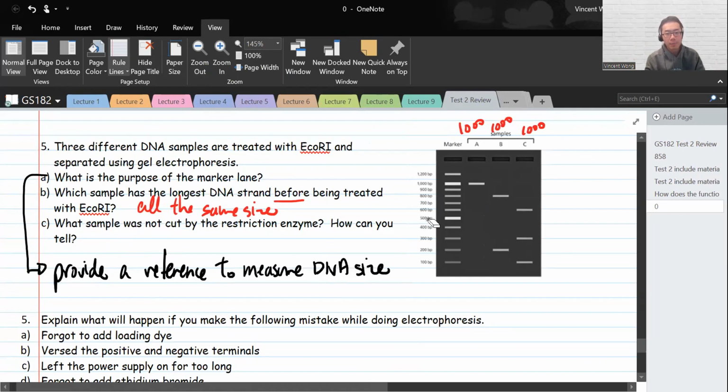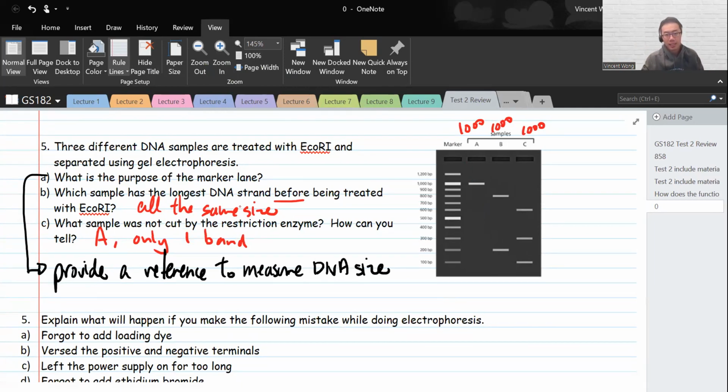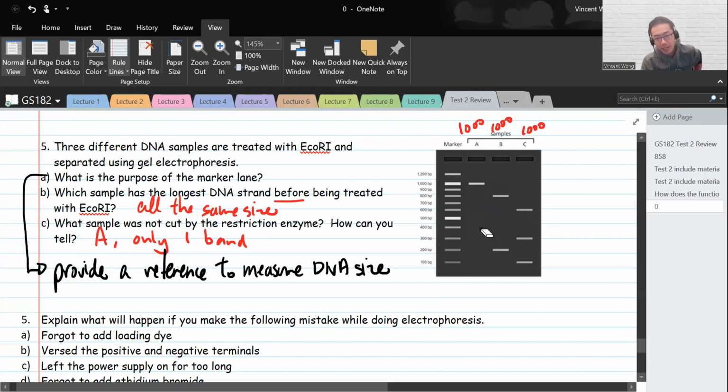What sample was not cut by restriction enzyme? That's this one, sample A. How can you tell? Only one band. You have to know that. By looking at a lane, you should know how many times it was cut. So it wasn't cut. And over here, how many times did we cut this sample? One time. That's right. One cut is two lines, and that's like two cuts.